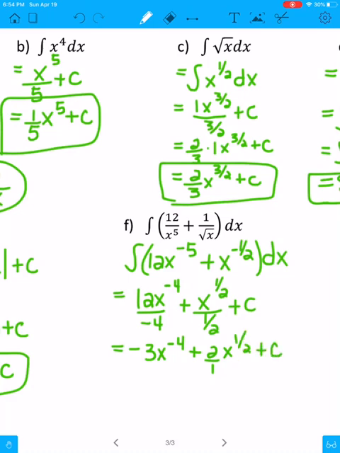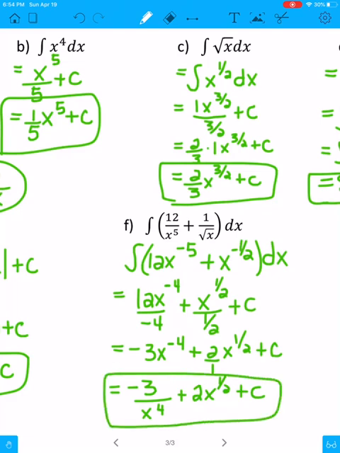It would be okay to keep it as this answer, but some people don't like the negative exponent, so they put x to the 4 on the bottom, plus 2 x to the 1/2. Some people will write square root x because they like that better, plus c, but it's perfectly fine this way. That is the end of antiderivatives.